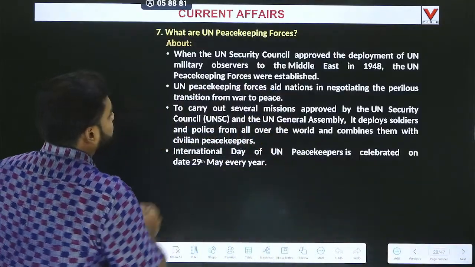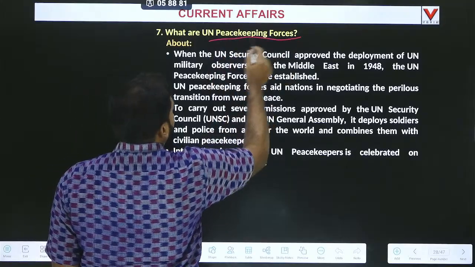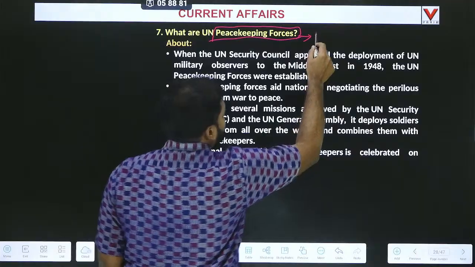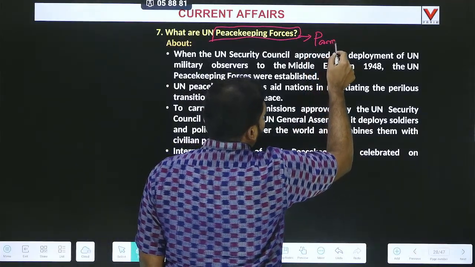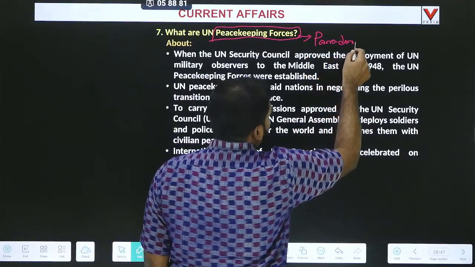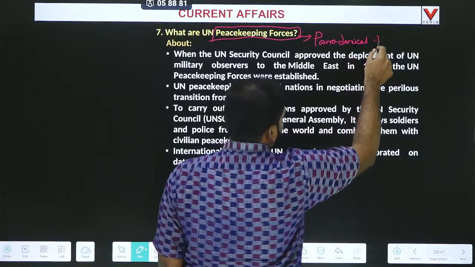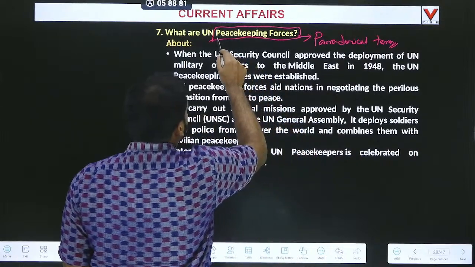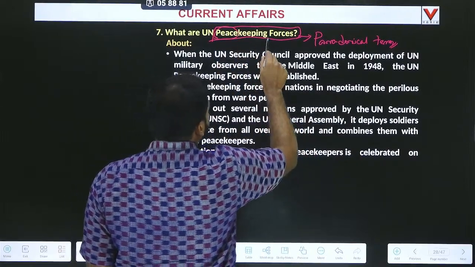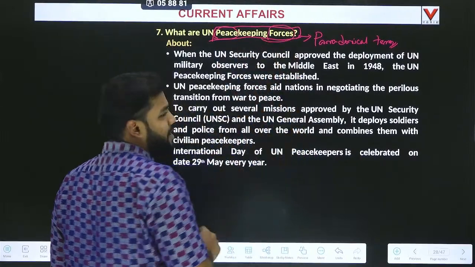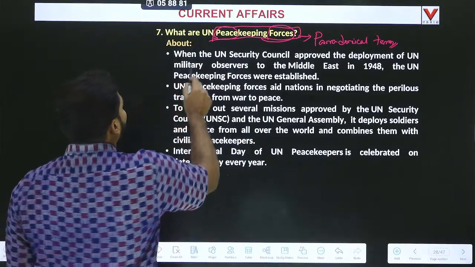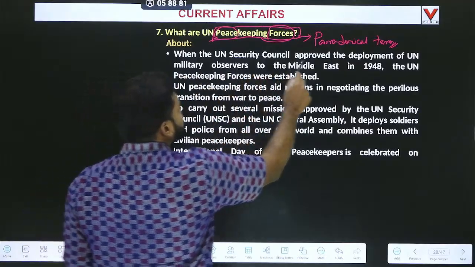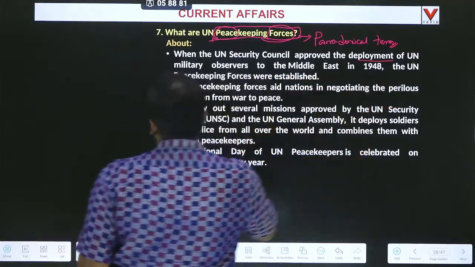Okay. What are peacekeeping forces? By the way, peacekeeping forces is a paradoxical term. We can understand it by paradox. Here you talk about peace, and at the same time you are talking about force. That's why it is paradoxical, right? Why is it in the news? When the UN Security Council approved the deployment, okay.